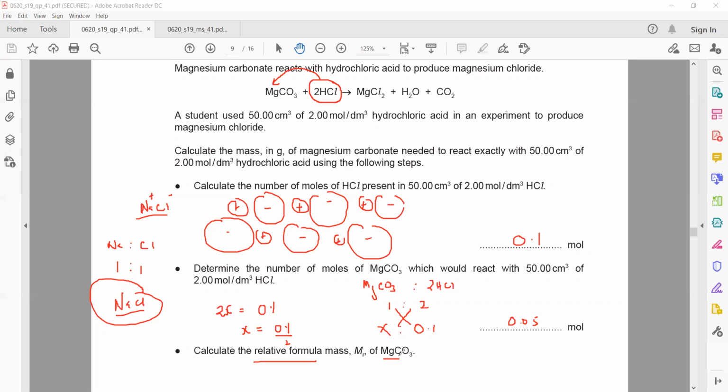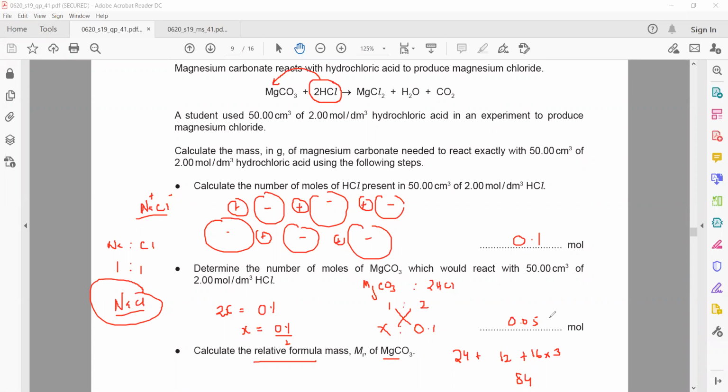So when we work it out for magnesium carbonate, magnesium is 24. You can use the periodic table. So magnesium is 24 plus carbon is 12 plus oxygen is 16 multiplied by 3. So this will be 24 plus 12, 36. 36 plus 48 is equal to 84. So the total answer is 84.